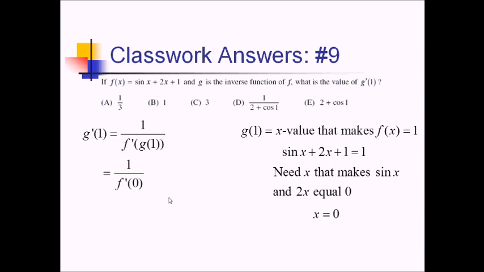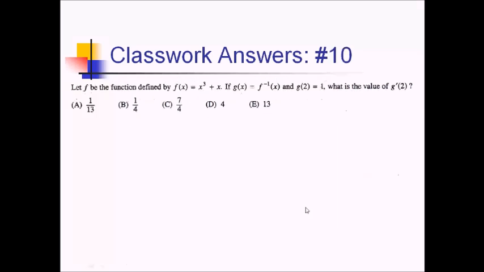Now we need to figure out what f prime is doing. If f is sine of x plus 2x plus 1, f prime is going to be cosine of x plus 2. So that means I'm doing 1 over cosine of 0 plus 2. Cosine of 0 is 1, so this is really 1 over 3, which gives us choice A.